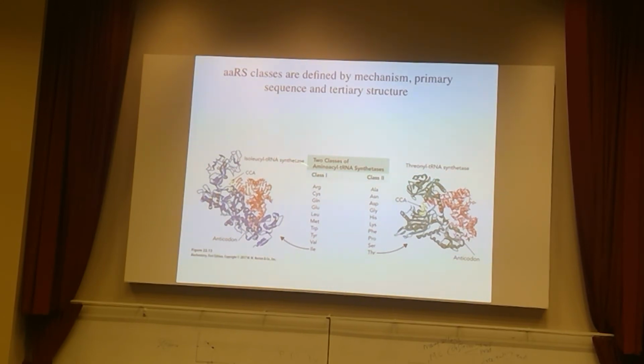Here are the class 1 amino-acyl tRNA synthetases. Here are the class 2. Turns out there's 10 and 10. Why 10 and 10? I don't know. Nobody really understands why there's 2 classes of amino-acyl tRNA synthetases. There's some speculation. The structures of these 2 different classes are pretty much different, class 1 and class 2.